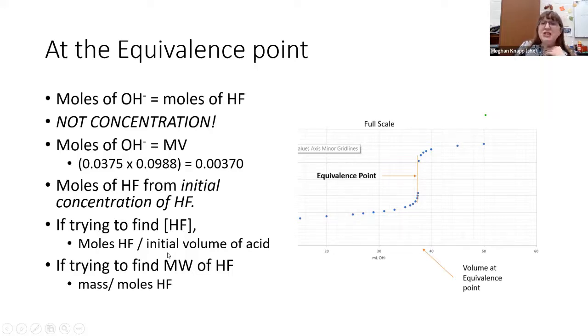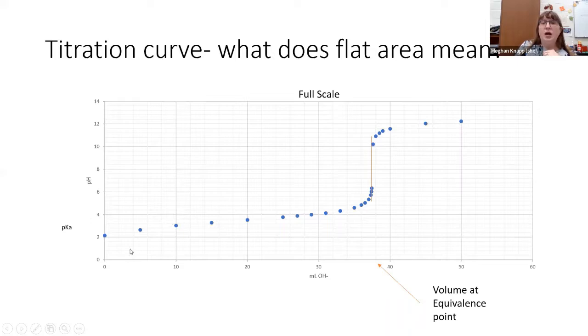All right, so this is what we would call a monoprotic acid. A lot of weak acids are monoprotic. It's a very simple titration curve, just looks like a basic S. But in this lab, we're looking at a diprotic acid. Oh, before we get to the diprotic acid, there are some other things we can tell from here.